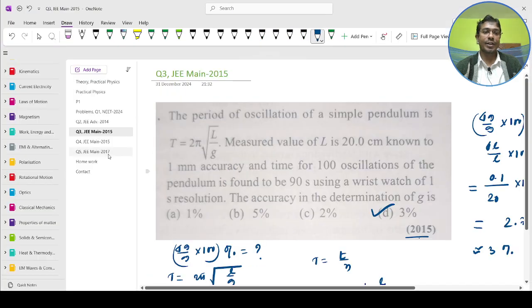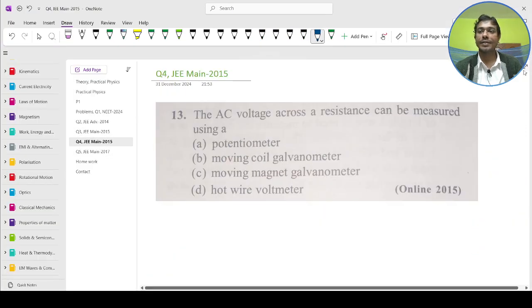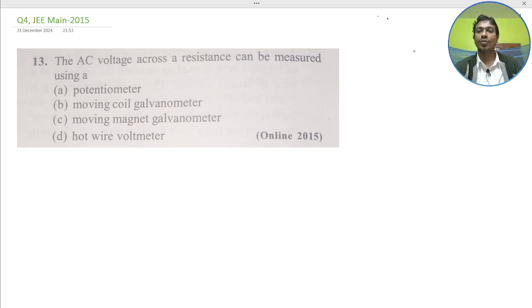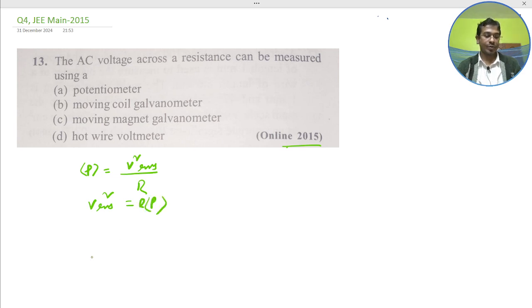Switching to our next problem, JEE NEET 2015, saying that the AC voltage across a resistance can be measured using, what option would be correct? We just know the P average is Vrms square divided by R. So Vrms square would be R into P average. So D would be our correct answer. Vrms square equal to R into P average means the hot wire voltmeter.